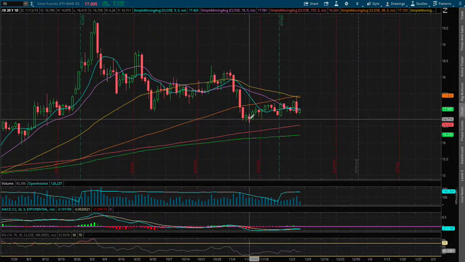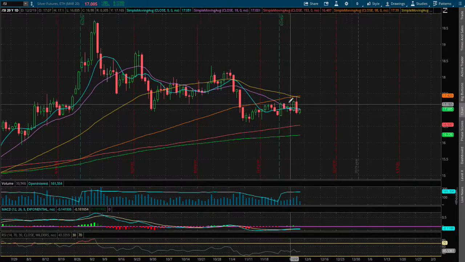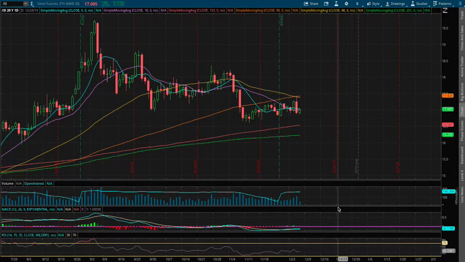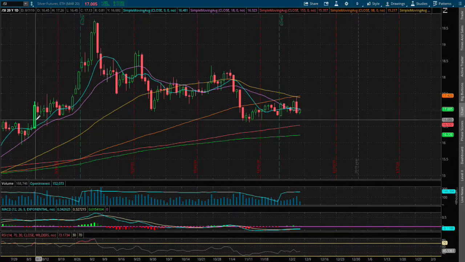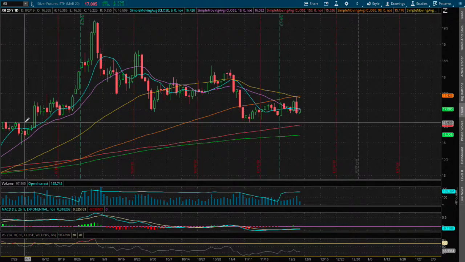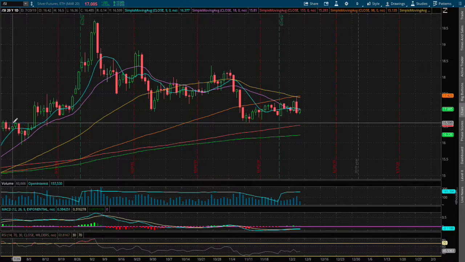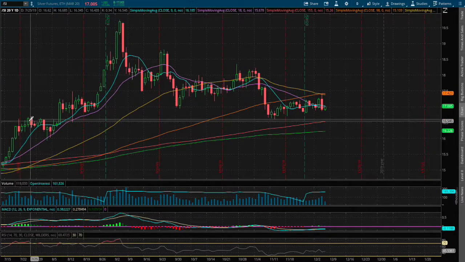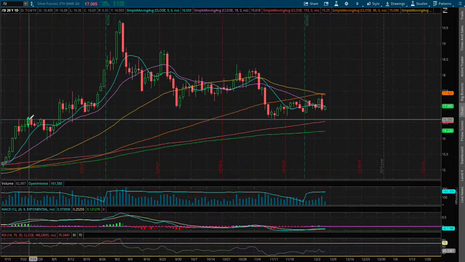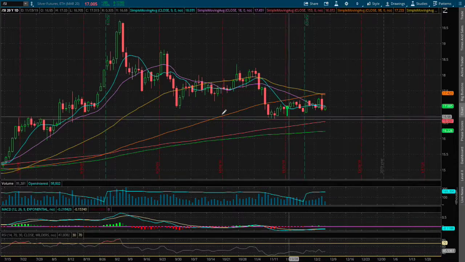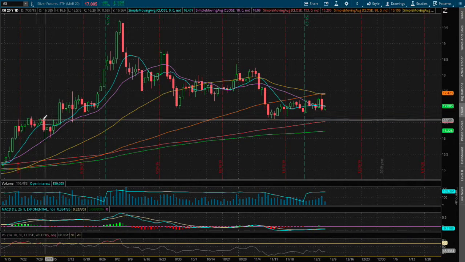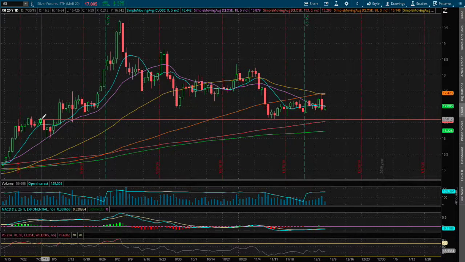So I do see that as our next possible support if we do manage to reverse. That is around the price of $16.60, and that price coincides with past resistance back in late July. Since we are above resistance, that acts as our support.